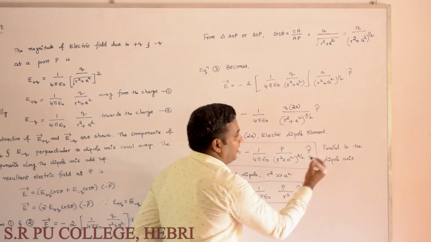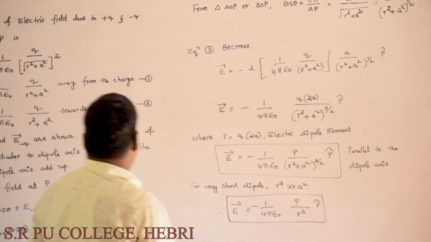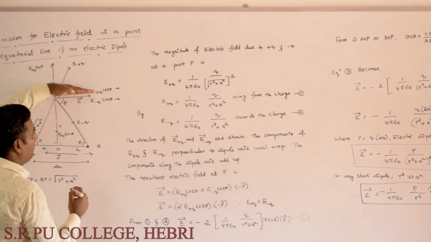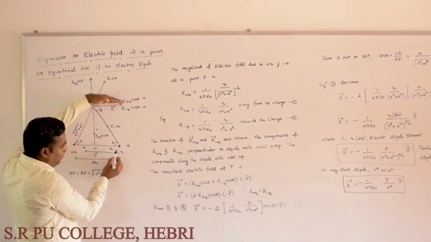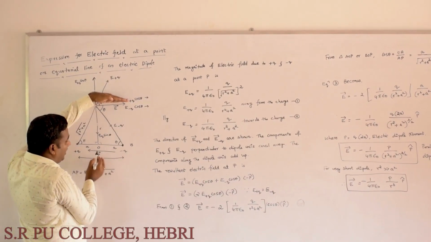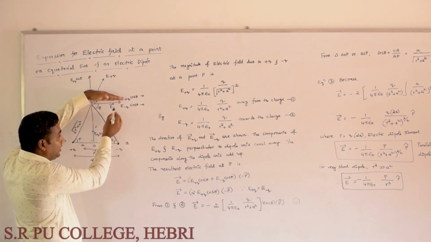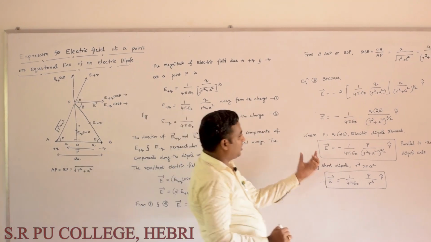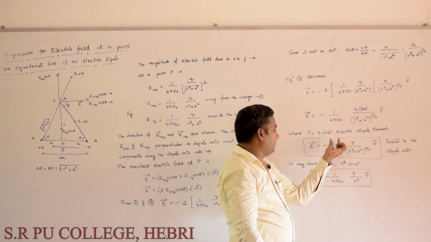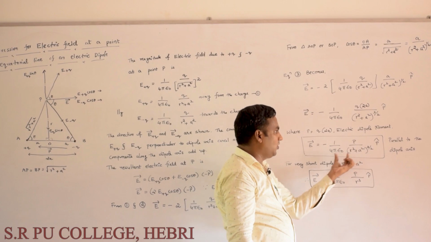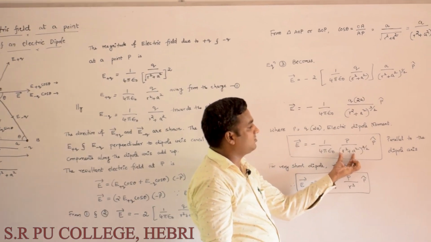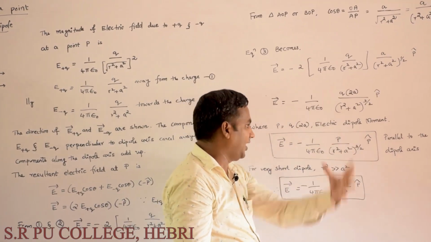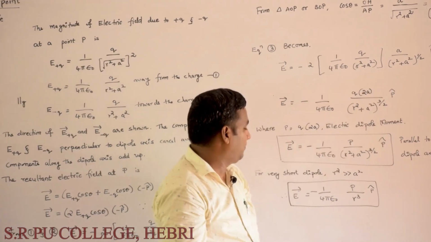This electric field is parallel to the dipole axis, where E and the electric dipole moment p are both acting opposite with an angle of 180 degrees. Here we got the general equation E vector is equal to minus 1 divided by 4 pi epsilon naught p divided by r square plus a square power 3 by 2 into p cap. That is acting parallel to the dipole axis.